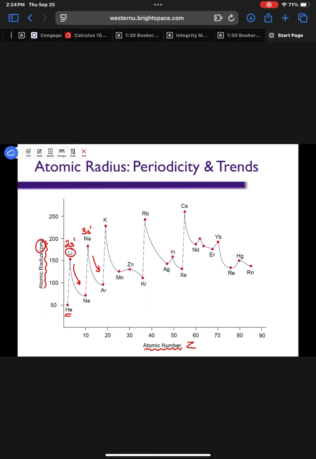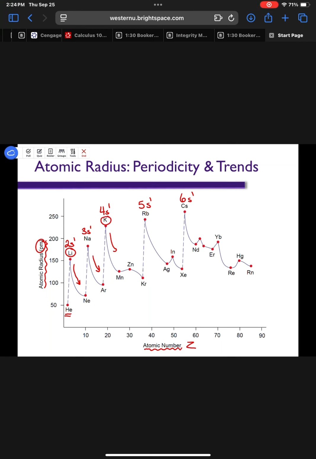Okay, so now we're at argon, and then we move up to krypton, and our valence electron is now in the 4s orbital, and we can see it decreases. And then 5s1 and 6s1. As we get bigger, we have a huge increase in atomic radius. Let's go back to potassium, that 4s1.